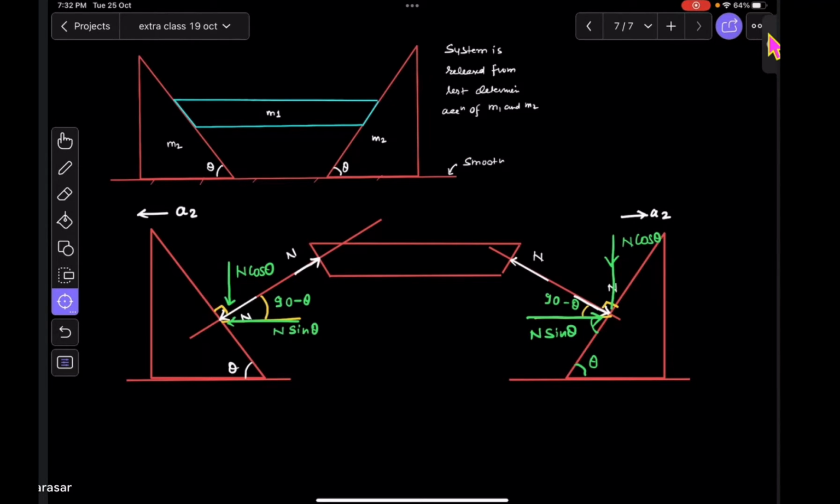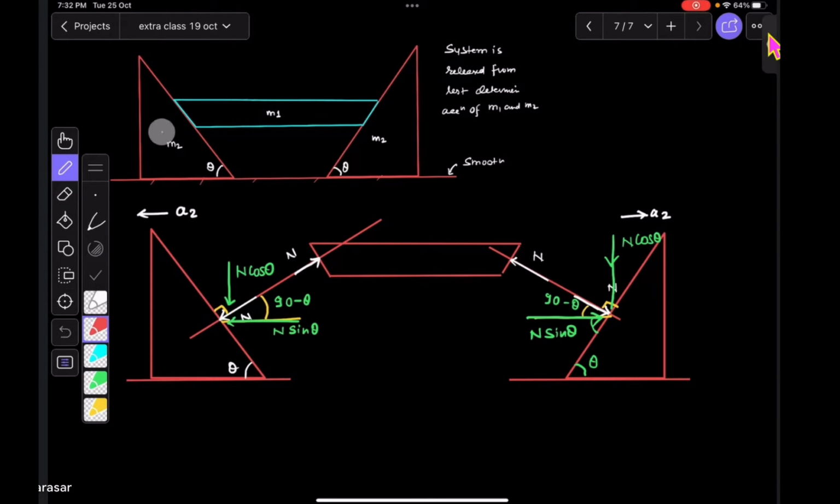So I assumed that the left wedge is moving leftward with A2, and the right one moving rightward with A2. Then we draw the forces acting on it. One of the forces will be the normal contact force, and that will be acting along the common normal. It will act in a manner such that it tries to push the surfaces away from each other. Correct? Normal contact force, maybe I'll draw a bigger arrow for that.